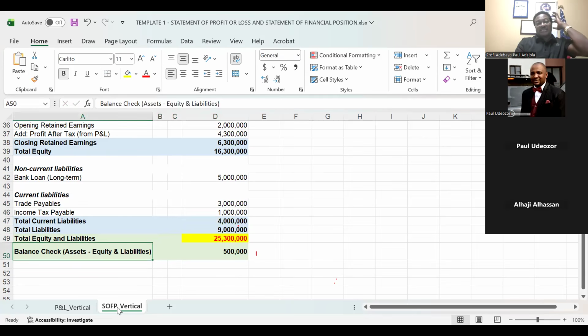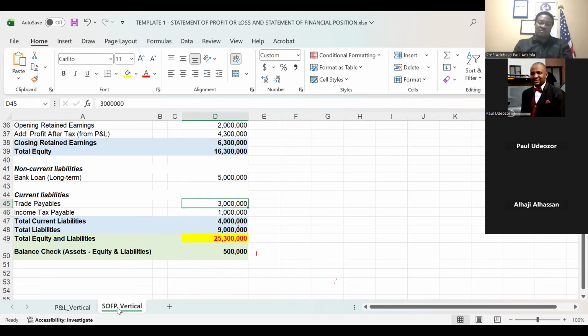See, it will tell me there is a disagreement, that this statement of financial position did not agree, and the variance is 500. You go and begin to look for where something has been missing.